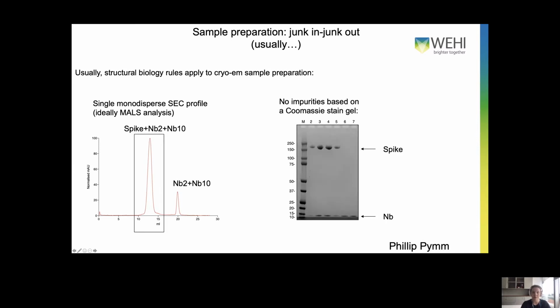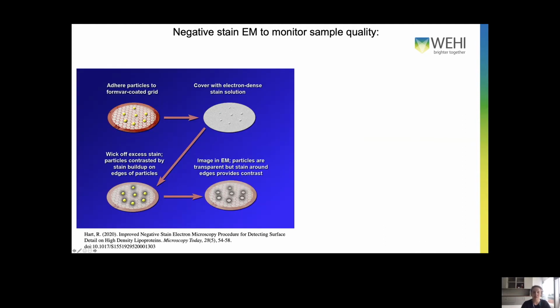If you run that peak on a gel, again, you can see that this sample is very pure. This is the band for the spike, and these are the bands for the nanobodies, and there's nothing else. So we knew from here that this sample should be very suitable for cryo-electron microscopy. However, the next step before cryo is further characterization using negative stain. This is very common, and most people do it before they start the actual cryo experiments.